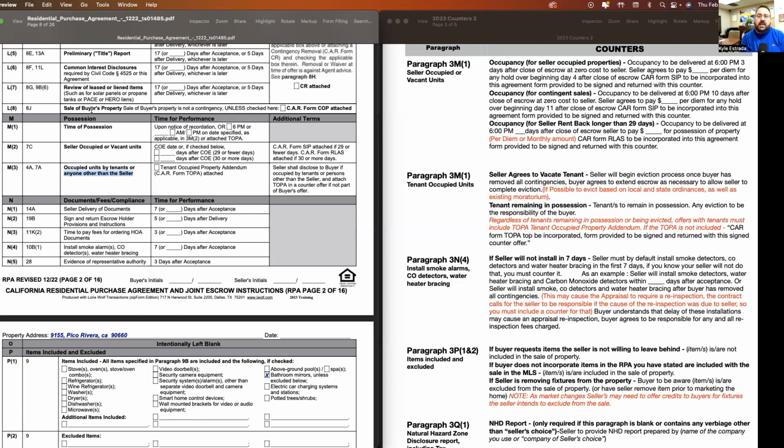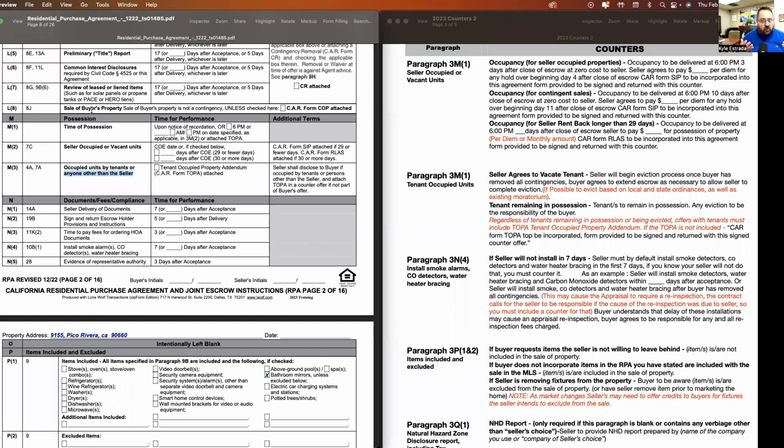The reason I'm countering that piece where I don't want to begin the eviction until the buyer removes all their contingencies is because there's a reason why the seller is renting this property. It is income for them, right? Whether it's a single family or it's 2 units, whatever the case is, that is income.